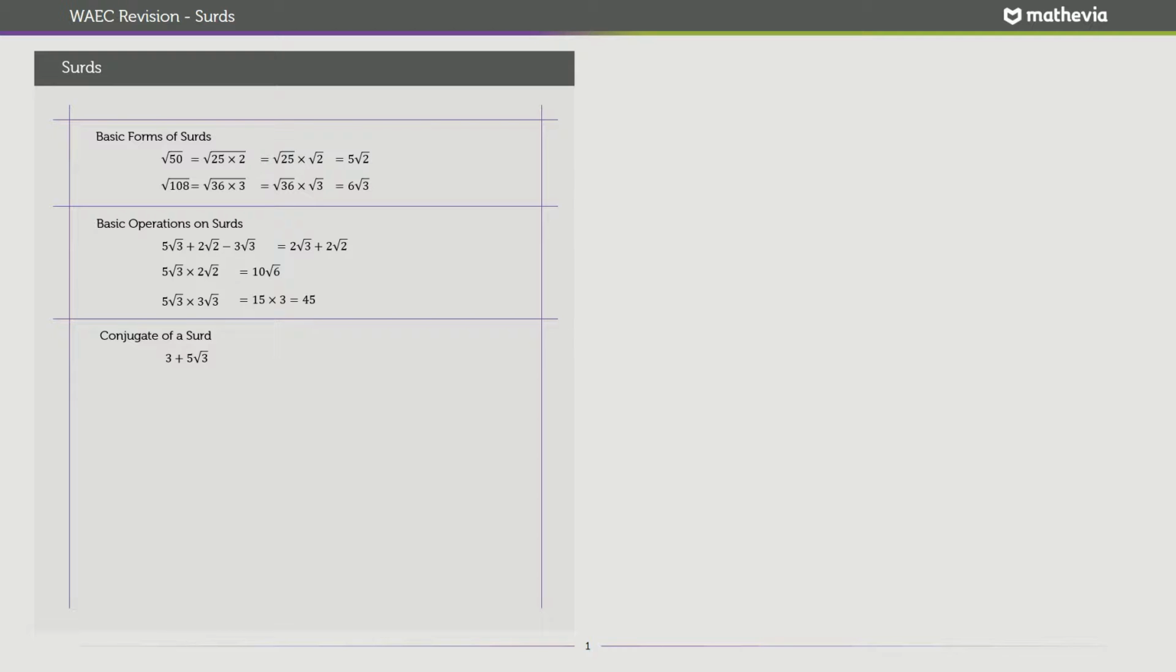Okay, so in a case like this, we have 3 plus 5 root 3. When you have two terms at play where a surd is involved, you're dealing with the conjugate of the surd. The conjugate of this surd, quite simply, is just changing the sign in the middle. So the conjugate of 3 plus 5 root 3 is 3 minus 5 root 3.